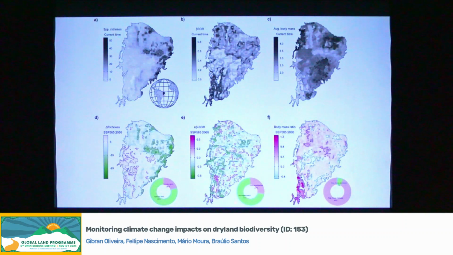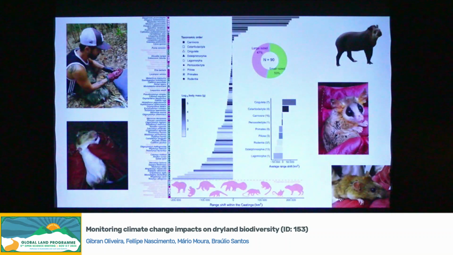So for homogenization, about 70% of the communities of the Caatinga will suffer homogenization, and it's an interesting result, but the Caatinga will increase the body mass, and I will let you ask me about that so it is easier to explain. But here it is.